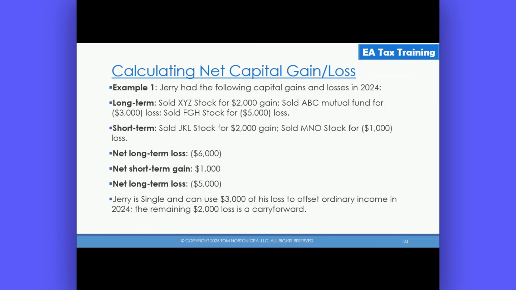So that is a net $1,000 gain short-term. So now we're going to net those two together because they're opposite. He has a net long-term loss of $5,000. So he's single. He can use $3,000 of that loss this year to offset ordinary income. The remaining $2,000 loss is carried forward to future years.